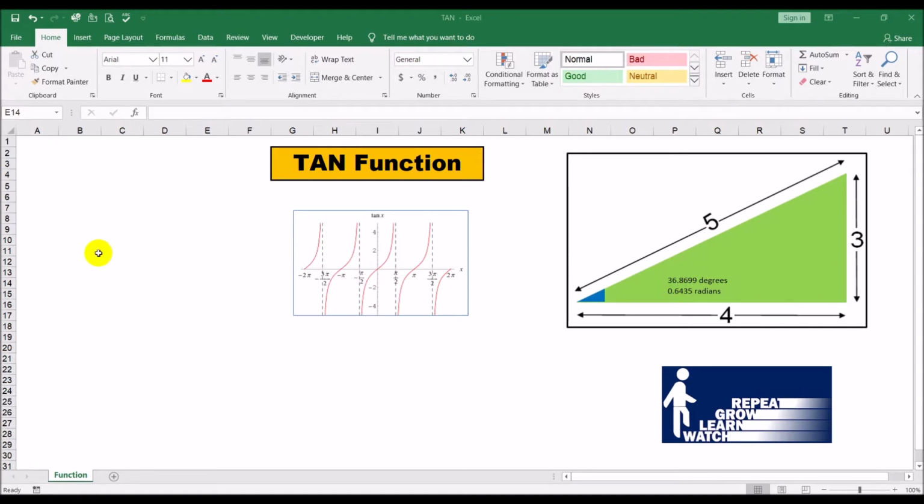So let's get started. Now, we know from high school math that tangent of an angle is the opposite side divided by the adjacent side. So we are going to first use the function to calculate the tangent, and then we use the method that we learned in high school and see if they match up. So let's start. And once again, remember that angles in Excel are always in radians and not in degrees.